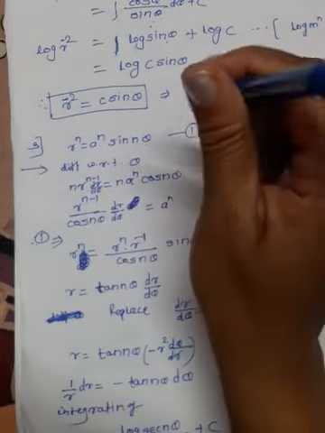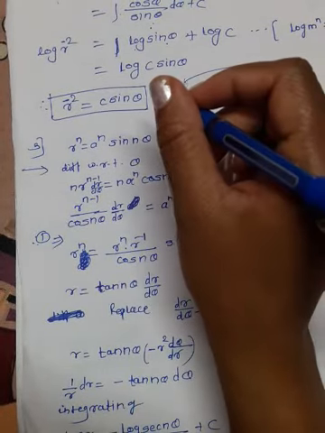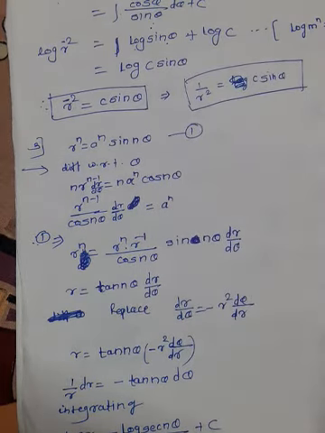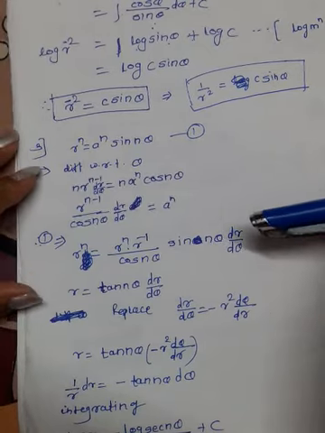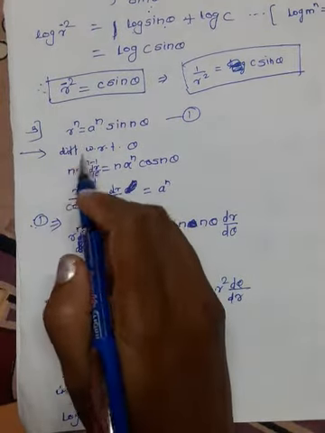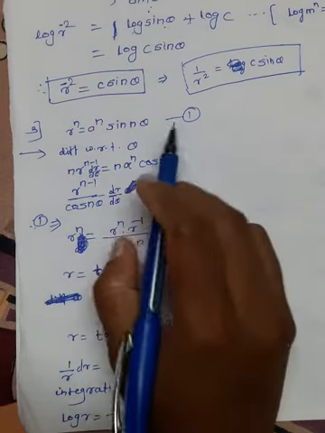In the last example, we have seen some examples depending on orthogonal trajectories in polar form. Now let us continue with that, and let us see the next example. r^n = a^n sin nθ. Call that equation number 1.